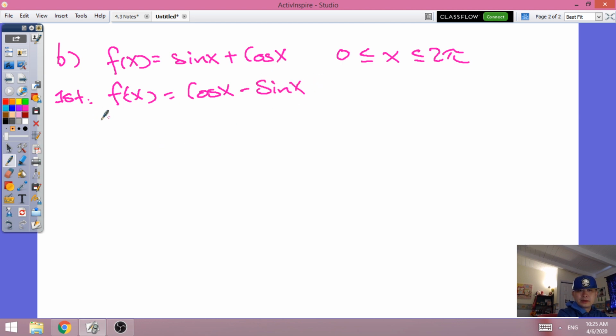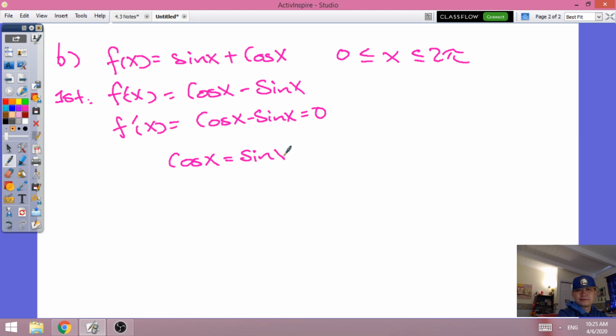So then the next step, you want to find the critical number. So you want to set the derivative equal to 0. So that means cosine of x equals sine x. So when does that happen, if cosine of x equals sine x, from 0 to 2 pi? So back to trig. So that's a unit circle.